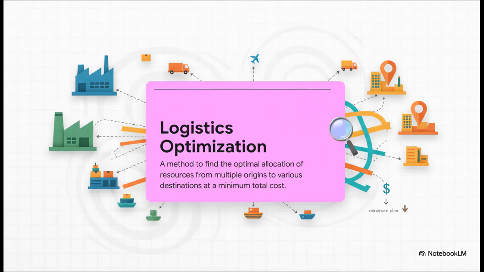So what is this thing exactly? You can think of logistics optimization as a structured way to solve this huge distribution puzzle. And the keywords you really want to focus on here are optimal allocation and minimum total cost. It's not about finding a good plan, it's about finding the single best plan out of literally millions of possibilities.